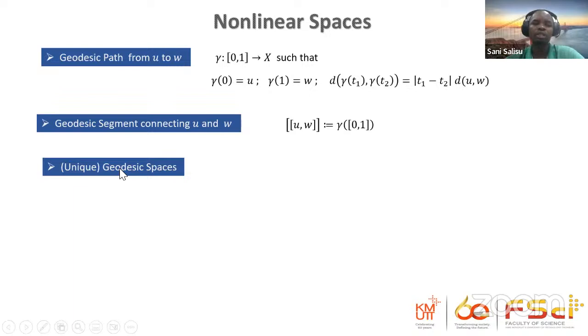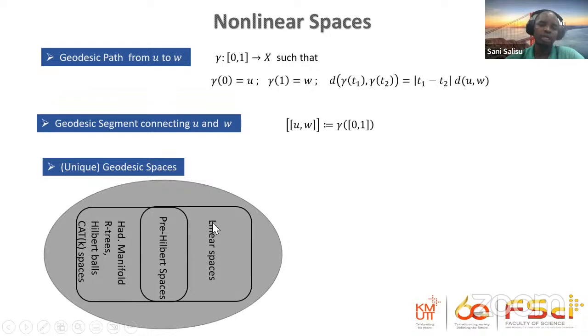Examples of such spaces include linear spaces. For example, you can take all normed spaces; they are all geodesically connected. And you can take pre-Hilbert spaces, which are uniquely geodesic spaces here. We have Hadamard manifolds as well, which are uniquely geodesic spaces. We have R-trees, we have Hilbert balls, we have CAT(0) spaces. Please bear in mind that by pre-Hilbert space here, we actually mean a Hilbert space that is not necessarily complete, that is to say an inner product space. And that comprises Euclidean spaces and a lot of things that could be found there.